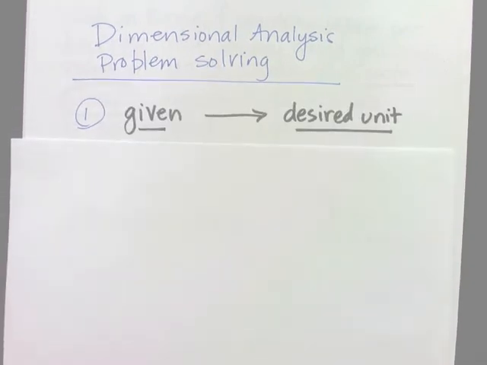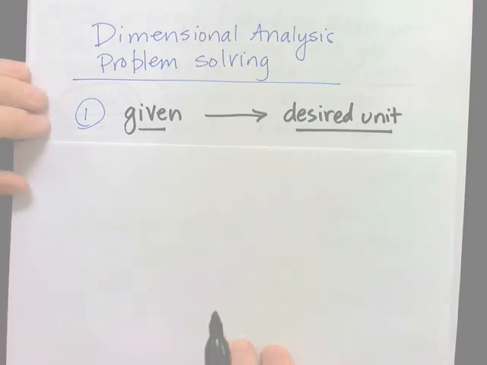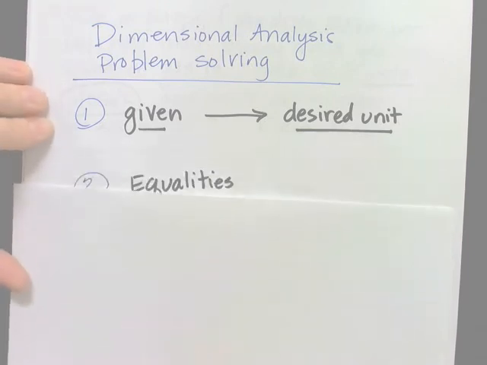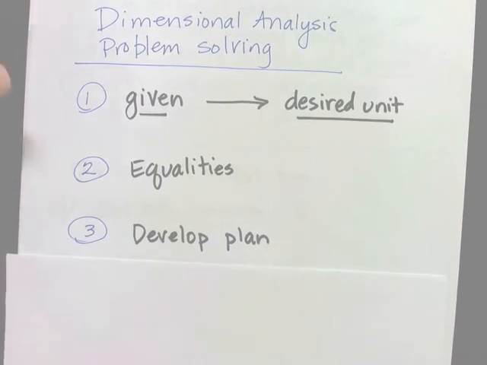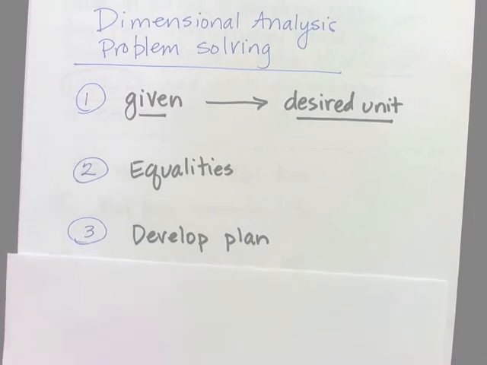First thing we need to look for is what is it that we're trying to find and what is the given piece of information that we should use to get there. So that's the first thing that I'm going to look for. The next thing that we're going to look for are equalities that may be in the problem, they may be given, or we may have to look for them elsewhere. The inside back cover of your textbook lists several, and then we need to develop a plan to get to the desired unit from the given unit. It may require more than one step.